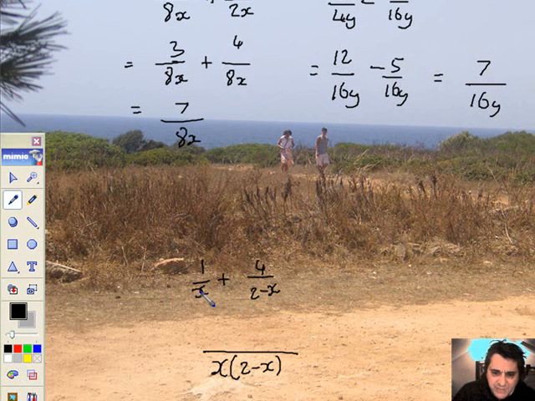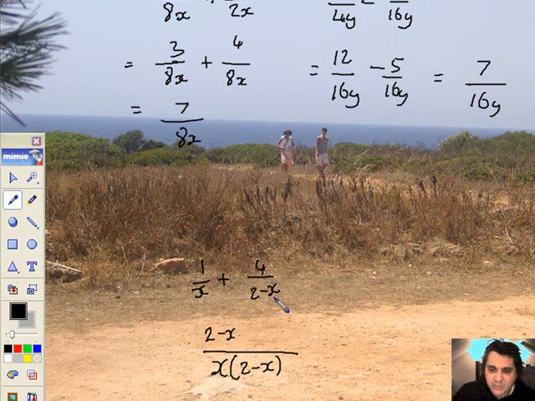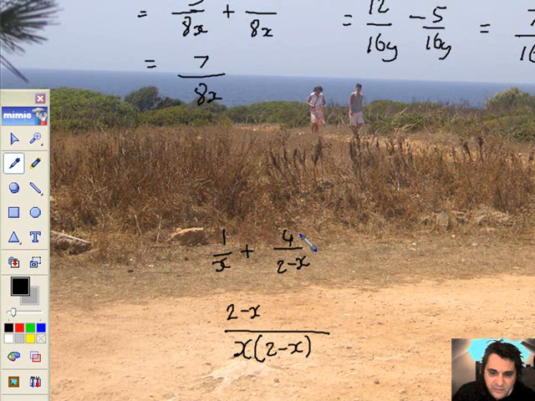Now if I multiply this by 2 minus x, I must multiply my 1 by 2 minus x. Well, 1 times 2 minus x is 2 minus x. Now if I multiplied 2 minus x by x to get the denominator, I must multiply the upstairs by x as well. So essentially I went 2 minus x times 1 and x times 4. So I want to go plus 4x. Is that alright? Now I can squish the top bit.